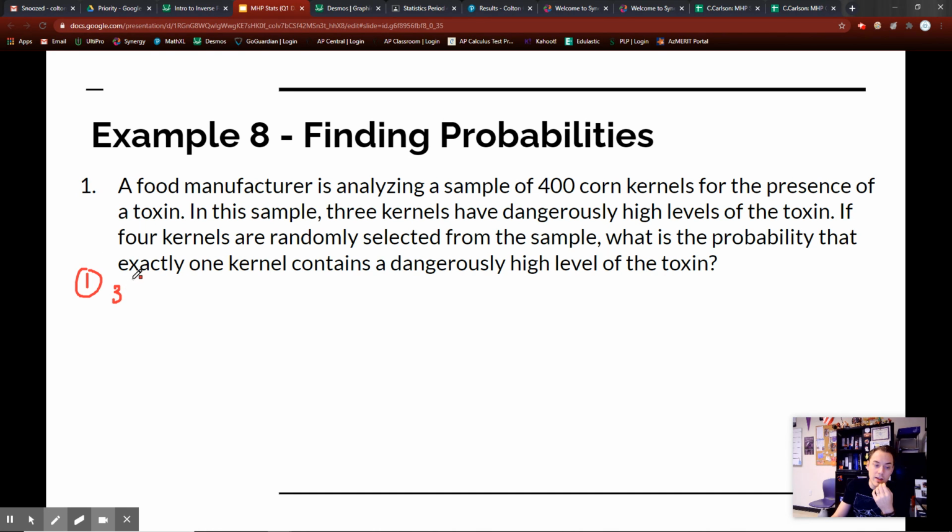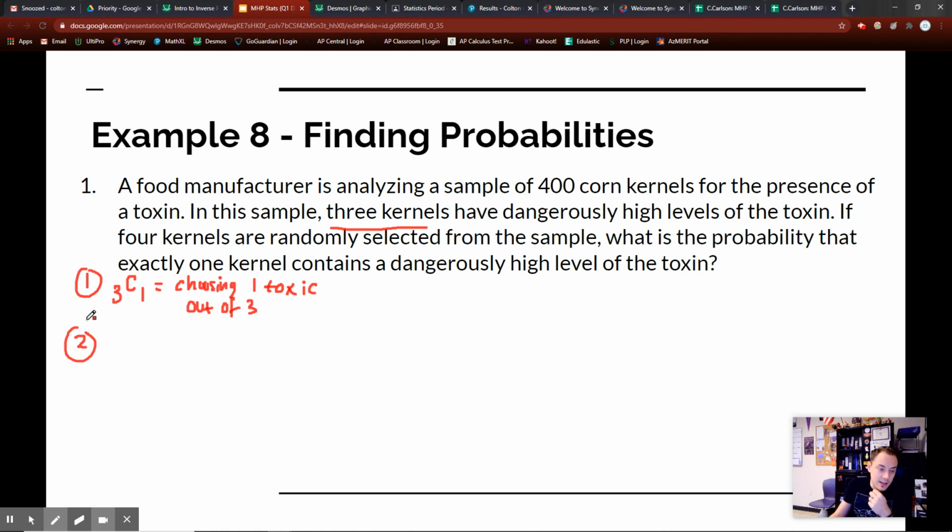Well, first of all, we have 3 total toxic kernels, and this is like choosing 1 toxic out of 3. Choosing 1 toxic, if I can spell toxic. Wow, still can't spell toxic. Toxic out of 3. Because again, it says in the problem that 3 kernels in the sample have a dangerously high level of toxin. So I need to know how many different ways I can choose 1 toxic kernel out of the 3 toxic kernels, okay?